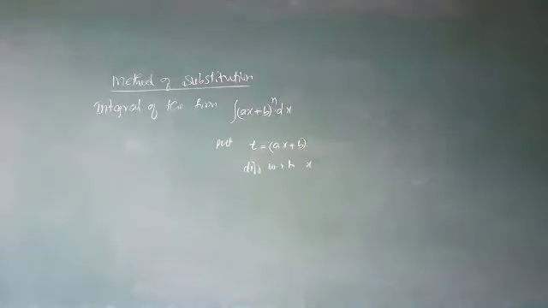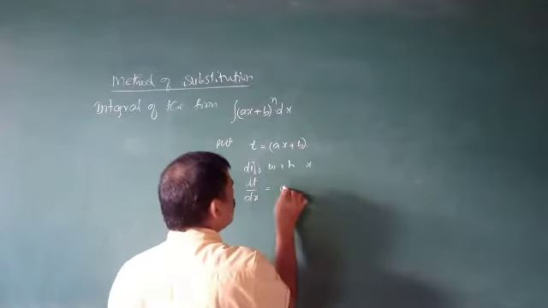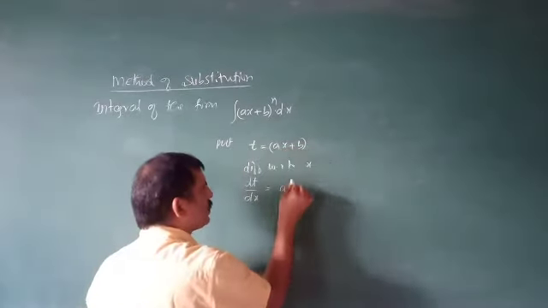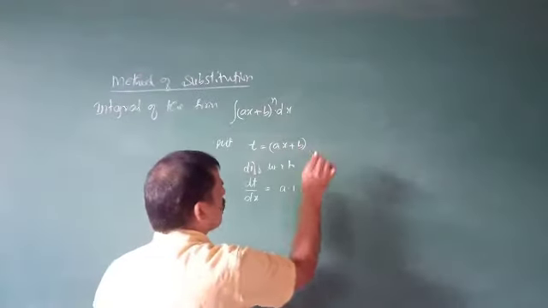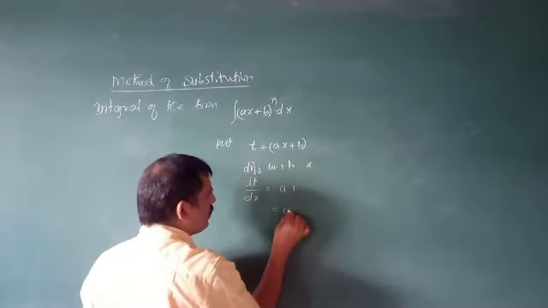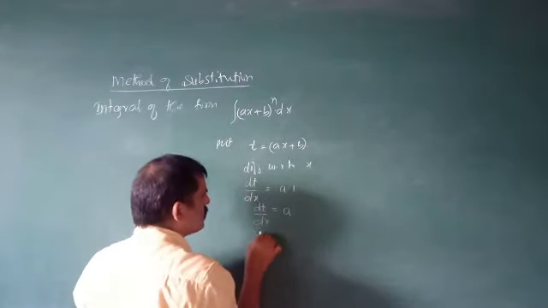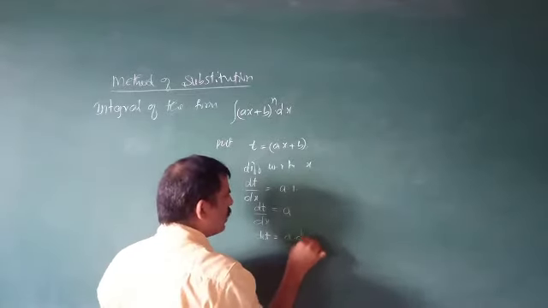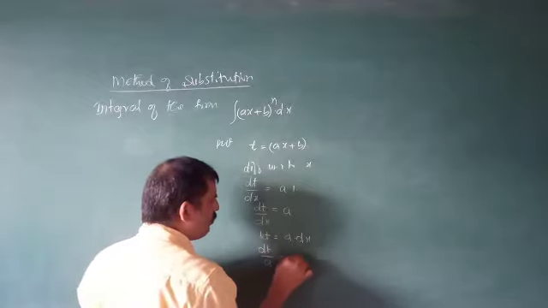So dt divided by dx is equal to a. Here a is a constant into the function x, whose derivative with respect to x is 1, plus b is a constant, so it is a into 1, which is a. So dt is equal to a into dx, and dt divided by a is equal to dx.